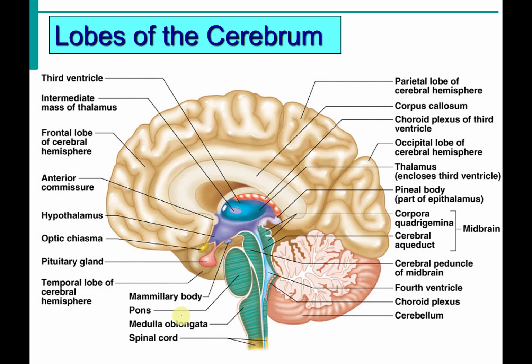So here we have a sagittal section of the brain, and you can see the cerebral hemisphere right here. You can see some white matter. This white matter is called the corpus callosum. It's responsible for communication between the right and the left hemispheres. You are going to find that on the sheep brain and the human brain.